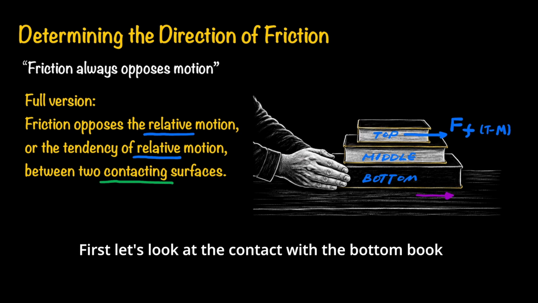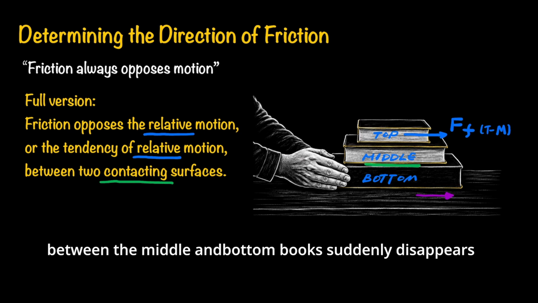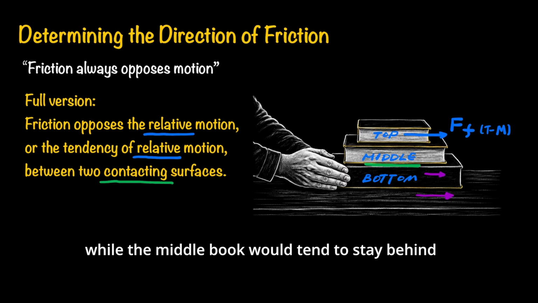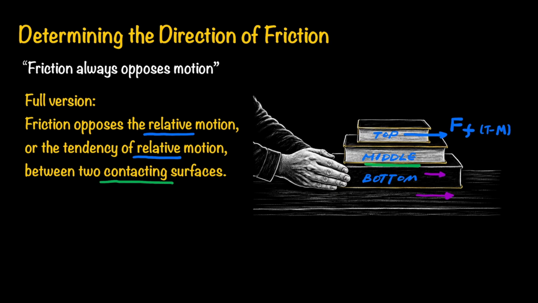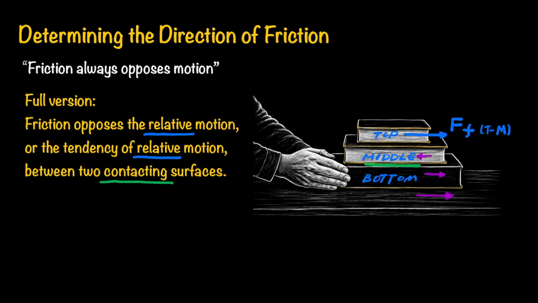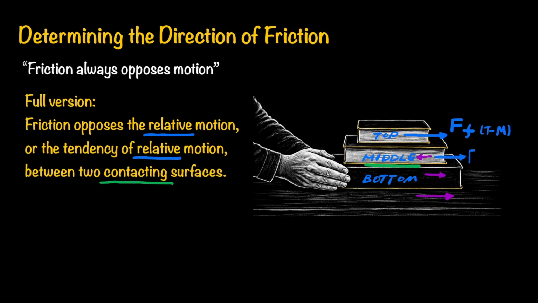First, let's look at the contact with the bottom book. Imagine the friction between the middle and bottom books suddenly disappears. The bottom book is being pushed to the right, while the middle book would tend to stay behind. So, relative to the bottom book, the middle book would tend to slide backward. So the friction force on the middle book points to the right.